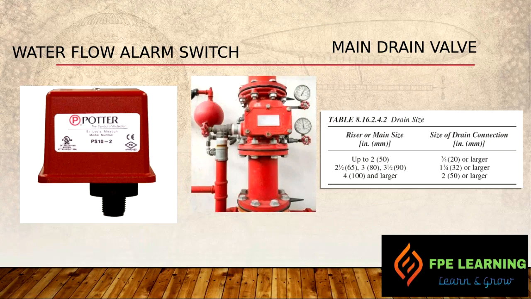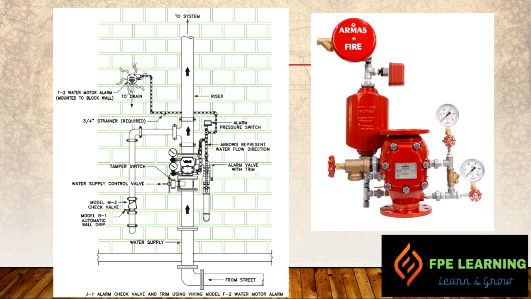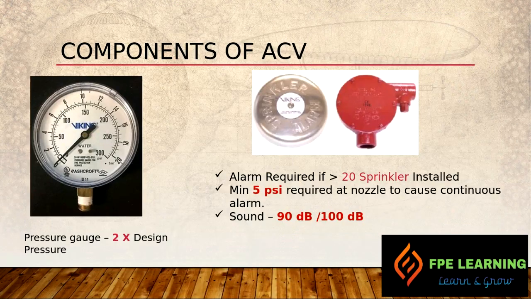Then we have water flow alarm switches. On the left, we have a water flow alarm switch. It activates an alarm when the sprinkler system operates. So when the system operates and the flow begins, you can see here, water goes all the way from the alarm check valve to this water flow alarm switch, and it gives a signal to the control panel. At the same time, the same line goes to the water motor alarm gong to activate the sound in the water motor alarm.